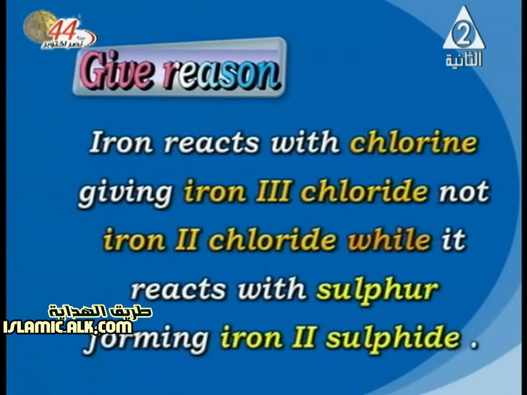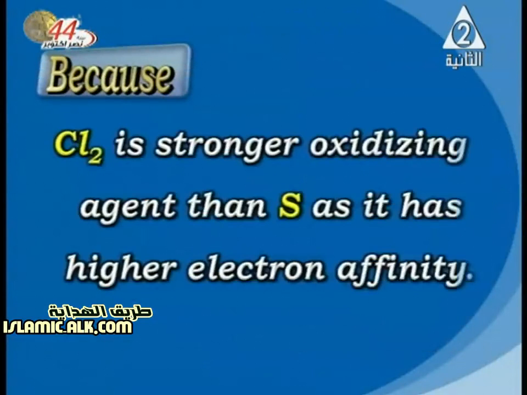Iron reacts with chlorine, giving iron 3 chloride, not iron 2 chloride, while it reacts with sulfur, forming iron 2 sulfide. The reason for that is because chlorine is a stronger oxidizing agent than sulfur, as chlorine has higher electron affinity.